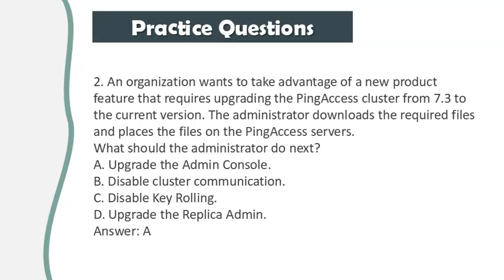2. An organization wants to take advantage of a new product feature that requires upgrading the PingAccess cluster from 7.3 to the current version. The administrator downloads the required files and places the files on the PingAccess servers. What should the administrator do next? A. Upgrade the admin console. B. Disable cluster communication. C. Disable key rolling. D. Upgrade the replica admin. Answer. A.